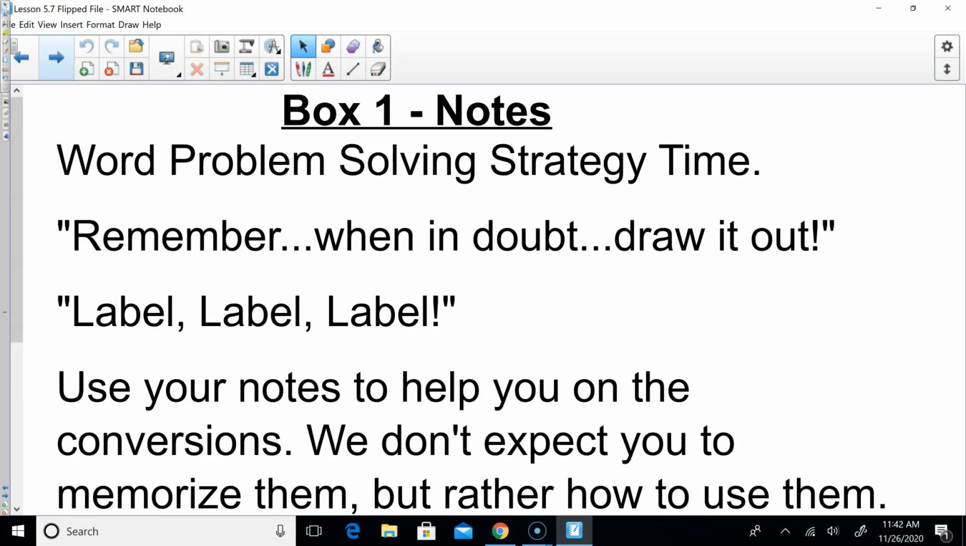Also, label. When you get done finding an answer, we want to know what does that number actually mean, because I know 8 mice is different than 8 elephants. Also, use your notes to help you on the conversions. We do not expect you to memorize them, but rather how to use them when you convert from one unit of measurement to the next. And with that, let's get started.